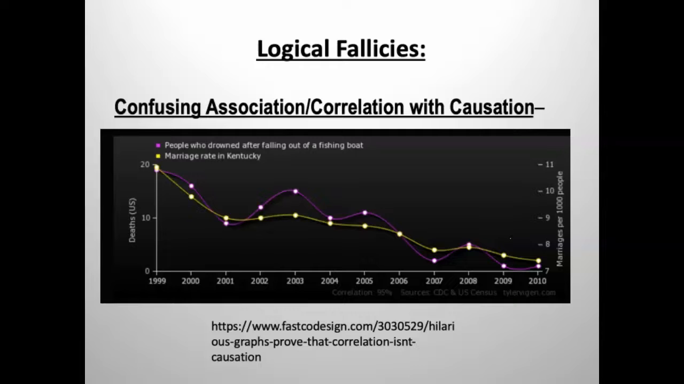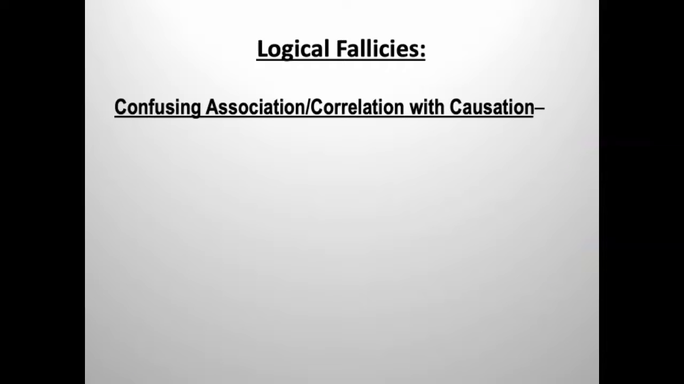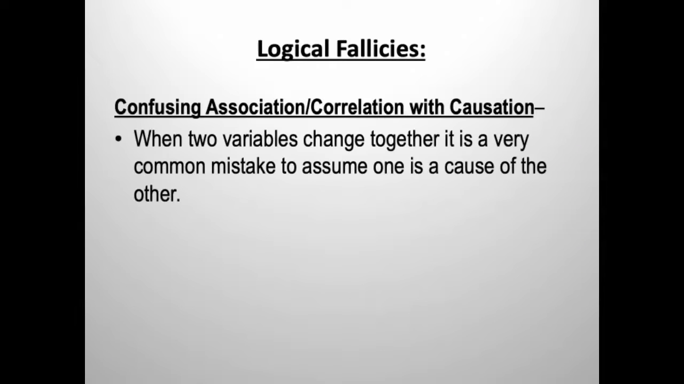I really want to have some fun sometime. There are some really hilarious graphs that show that correlation isn't necessarily causation that you can find if you go to that hyperlink there. Just to define it explicitly, I think this one is fairly obvious, but the fact that two variables change together doesn't mean you can automatically assume one is the cause of the other.